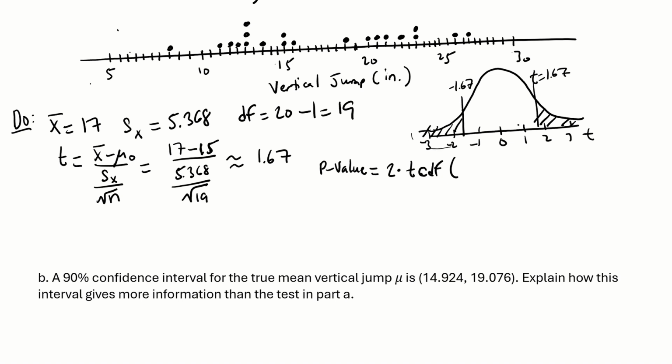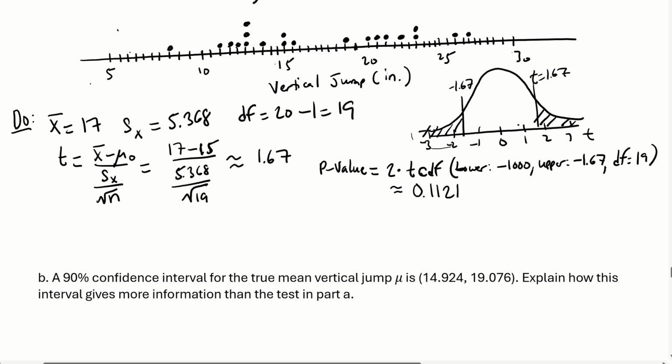So that means it's going to be negative infinity. The lower is negative 1,000, the upper is negative 1.67, and our degrees of freedom is 19. We will need to calculate that, but I've showed you how to do that already, and then you double it. You're going to get a p-value of around 0.1121.